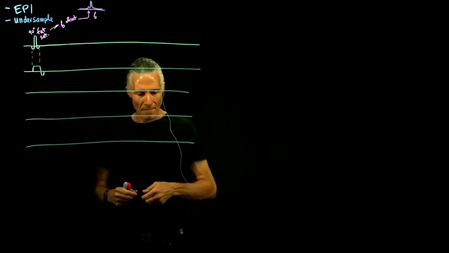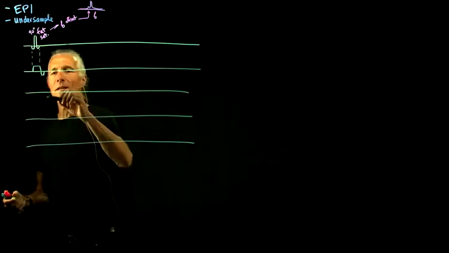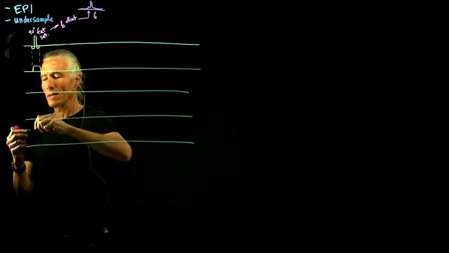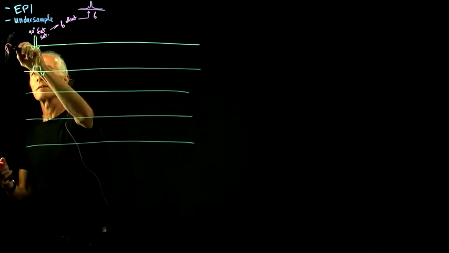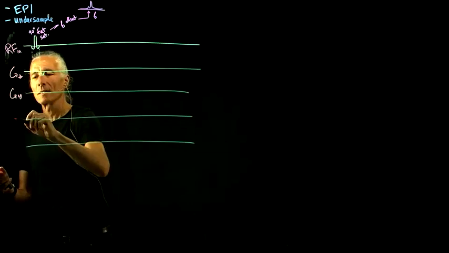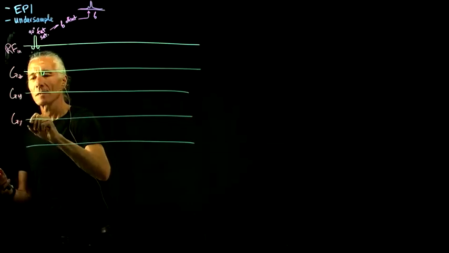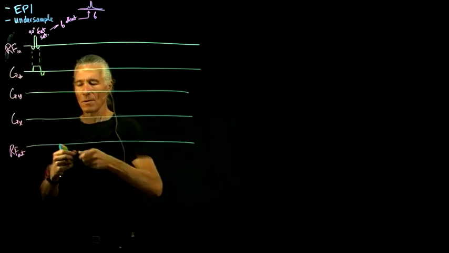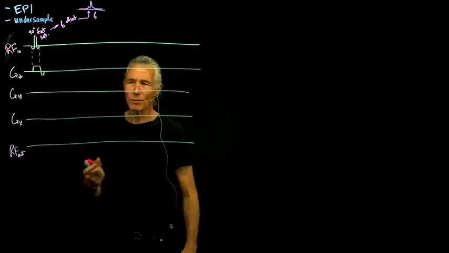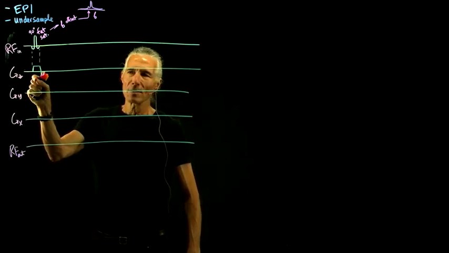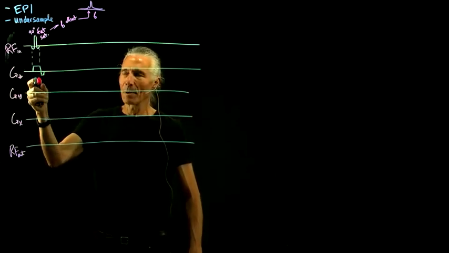And then what do we do? So that if this is RF in, so RF in, and then the gradients Y, X, RF out. So we will still have a transverse. We won't have any longitudinal. We will have gotten rid of the longitudinal so that when we do another 90, there's nothing to flip.